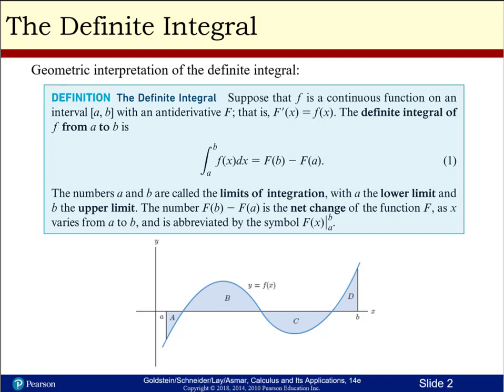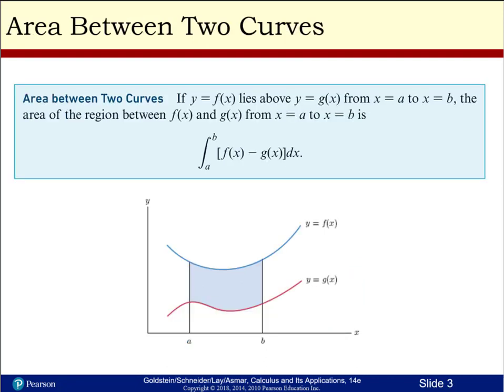The definite integral of f from a to b is the integral from a to b of f of x dx, and it equals that antiderivative evaluated at b, subtract off the antiderivative evaluated at a. The numbers a and b are called limits of integration, with a being the lower limit and b being the upper limit. The number capital F of b minus capital F of a is the net change of the function capital F as x varies from a to b, and is abbreviated by the symbol capital F of x evaluated from a to b.